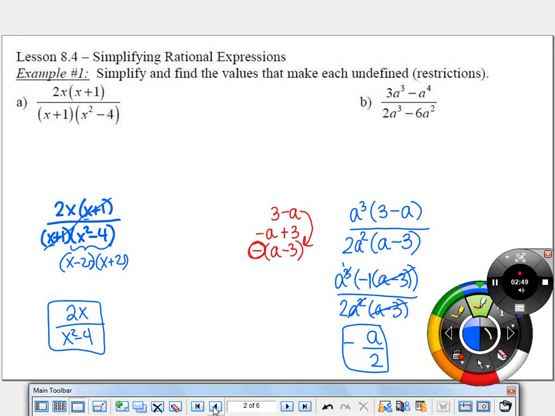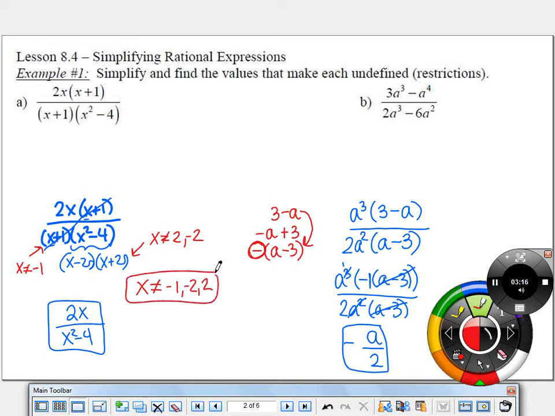So I want you to notice here that because of the x squared minus 4, or these two factors, x cannot equal 2 or negative 2, because those values would create a 0 in the denominator that would be undefined. And because of the x plus 1 factor, x cannot equal negative 1. So there are actually 3 restrictions on this problem. X cannot equal negative 1, negative 2, or positive 2.